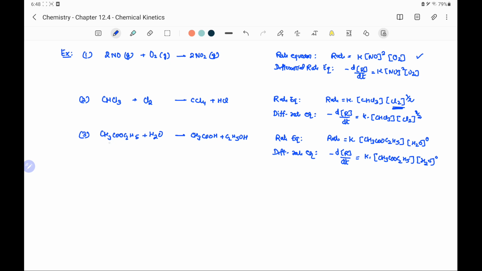Third example is CH3COOC2H5 plus H2O, which gives acetic acid CH3COOH plus ethyl alcohol. And the rate equation is rate equal to k into concentration of CH3COOC2H5 and the concentration of H2O raised to power 0. That means the rate does not depend on the concentration of the water.